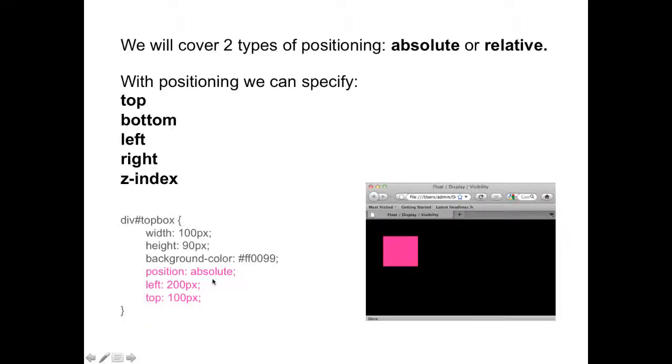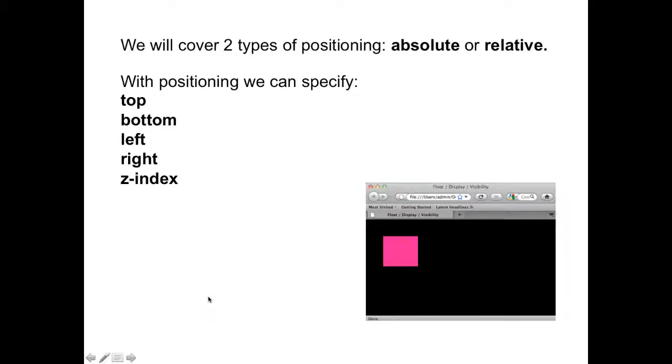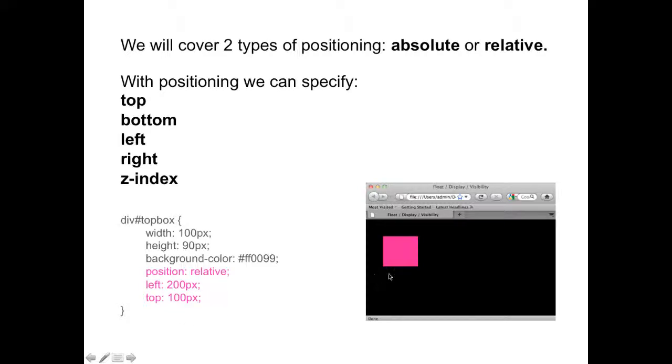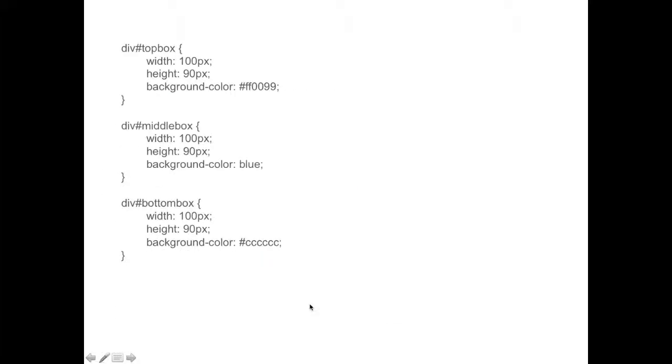If we applied position relative in this example, the same thing would happen. This fuchsia box would move the same way, 200 pixels to the right and 100 pixels down. Let's look at another example.